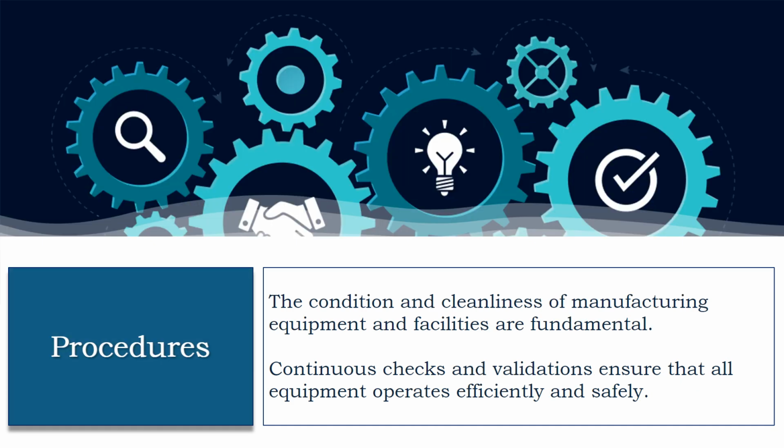Fourth is procedures. The condition and cleanliness of manufacturing equipment and facilities are fundamental. Continuous checks and validations ensure that all equipment operates efficiently and safely. A practical example is the routine sterilization of machinery and work surfaces in a food processing plant to meet health and safety standards.